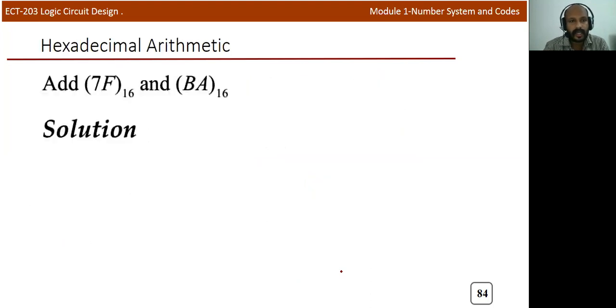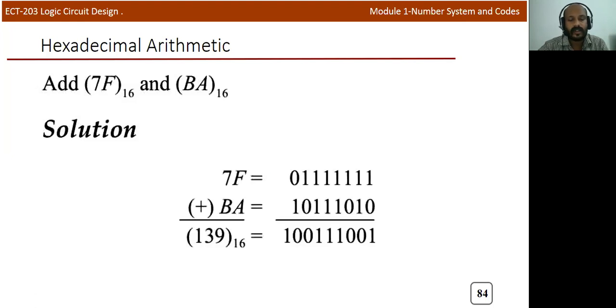Now we'll think about hexadecimal arithmetic, just explained in octal. There are different methods, but now we'll convert this hexadecimal into binary and then we'll perform. So here it is add 7F and BA. So in the case of hexadecimal, we need to write the 4-bit equivalent. So F means 1, 1, 1, 1. 7 means 0, 1, 1, 1. So you got the binary equivalent of 7F.